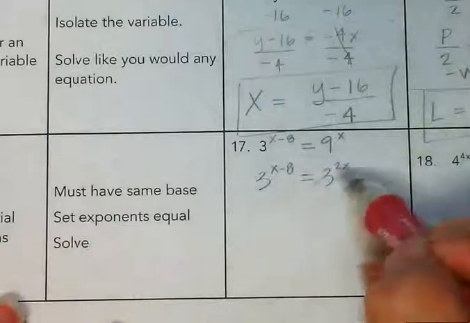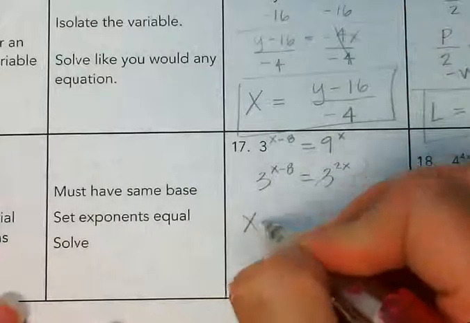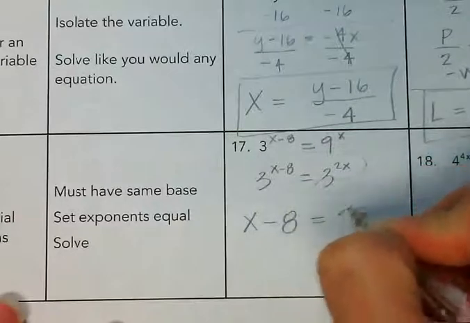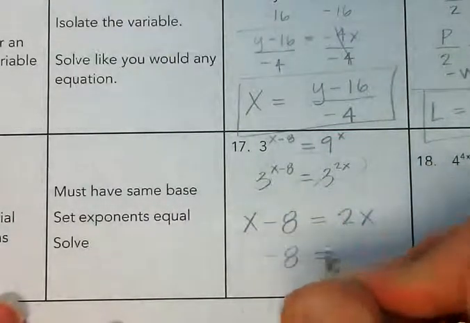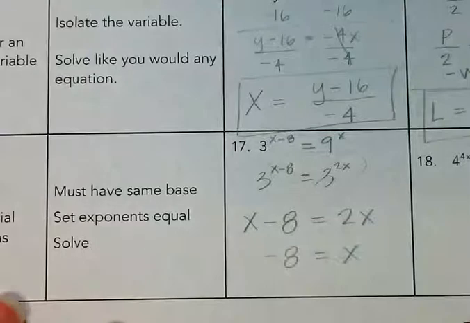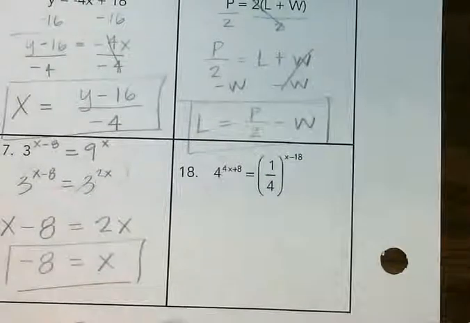So this isn't important anymore, and what we're going to do is make an equation out of the variables. So x minus 8 equals 2x. Subtract x from both sides, and negative 8 equals x. All right, next one. All right, this one you might have to do a little bit of thinking.